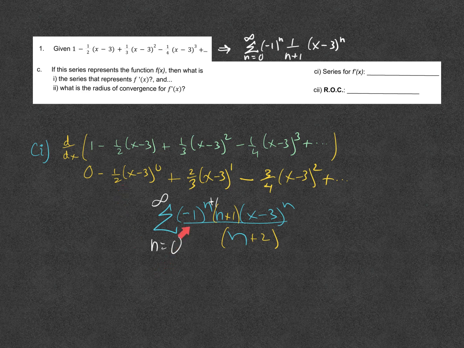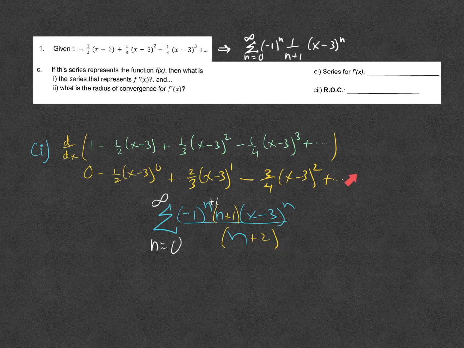When n is 1, we have a positive 2 times (x minus 3) over 3, 2/3 (x minus 3). And when n is 2, we have a negative, this is going to be 3/4 (x minus 3) squared. We've got it.